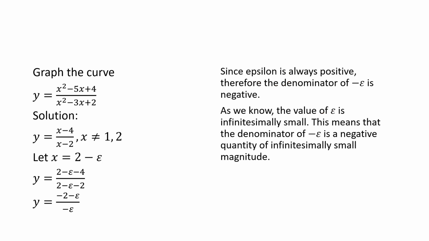Now, since epsilon is always positive, the denominator of negative epsilon is negative. And we know that the value of epsilon is infinitesimally small. So this means the denominator of negative epsilon is a negative quantity of infinitesimally small magnitude. Remember, when we plugged in 2 minus epsilon to our expression, this is what we got.